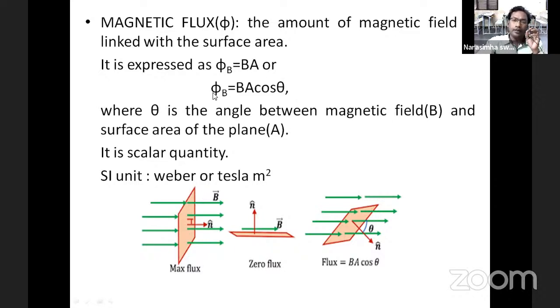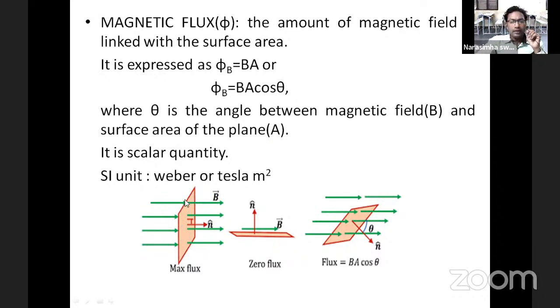Magnitude wise, you can write it in the other form, that is BA cos theta. Here theta is the angle between the magnetic field and the surface area of the plane. Look at this diagram so that you can understand it.